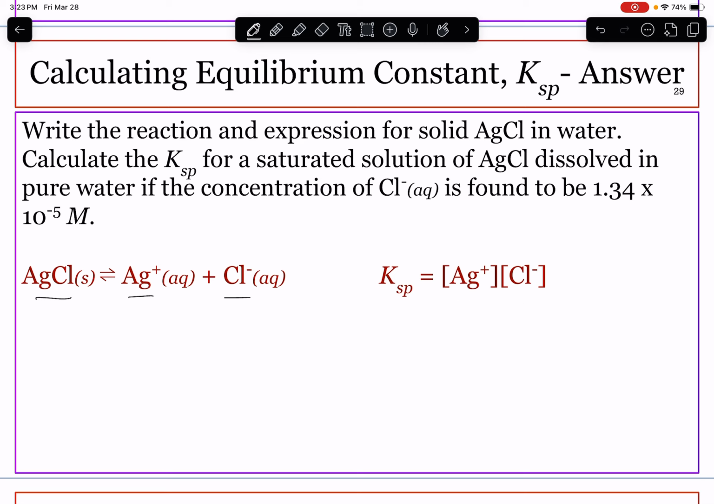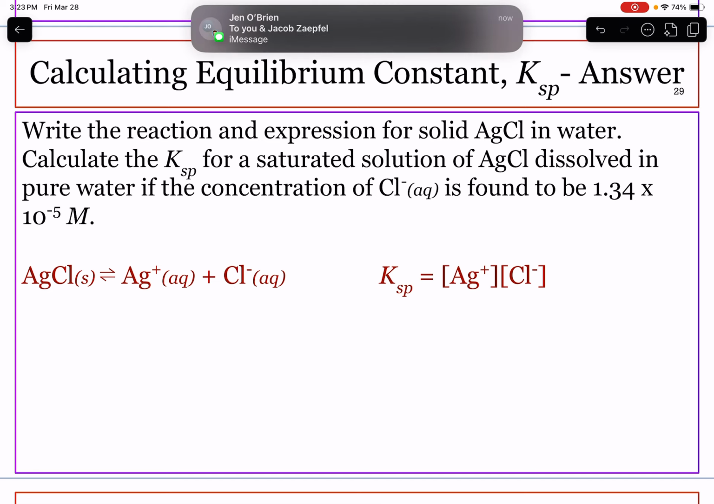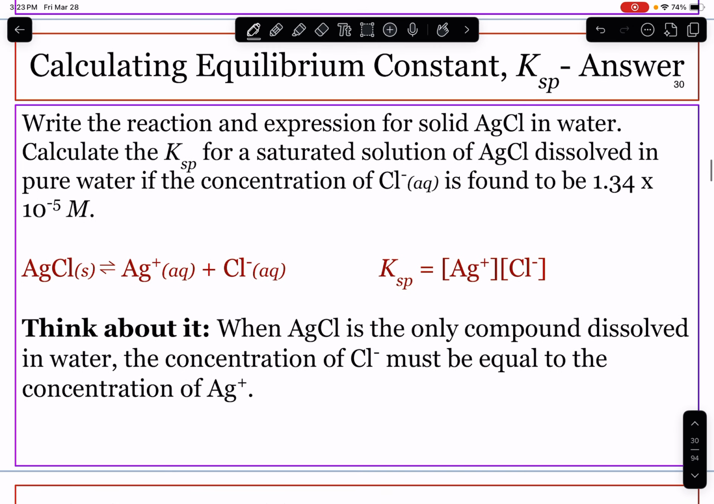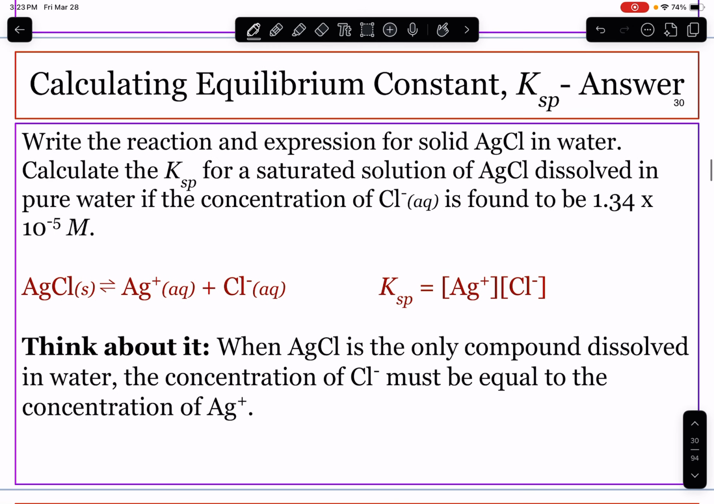Now the second part to this problem says, calculate the KSP for a saturated solution of AgCl dissolved in pure water if the concentration of chloride ions is found to be 1.34 times 10 to the -5 molarity. Pause to see if you can work this out. If this is too difficult, here is a hint. Let's think about it.